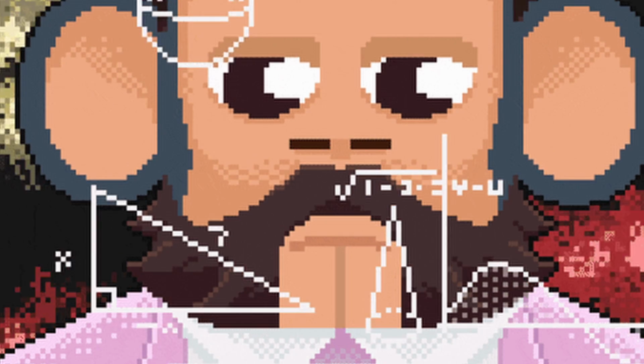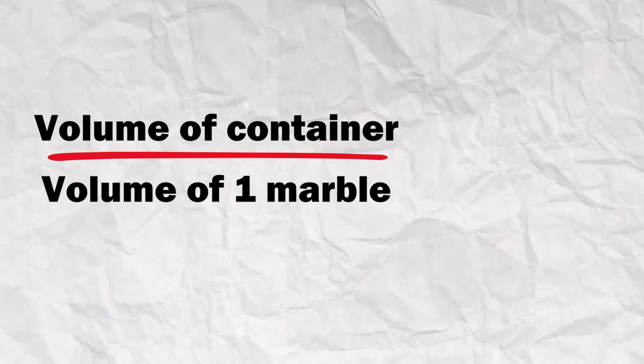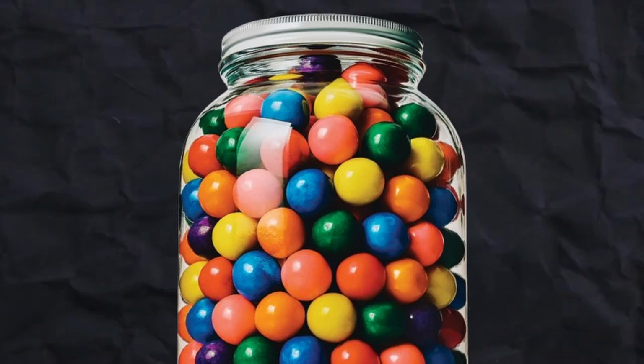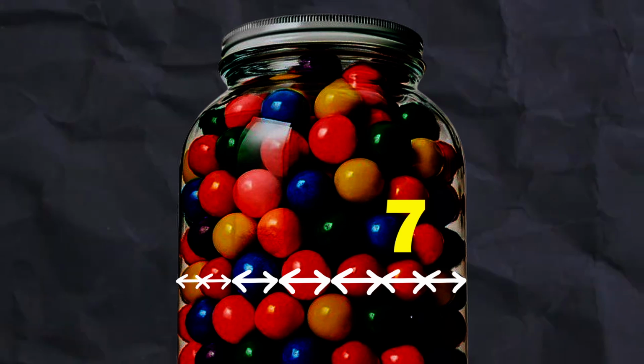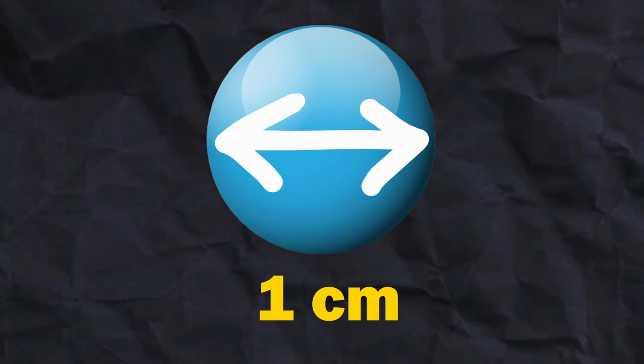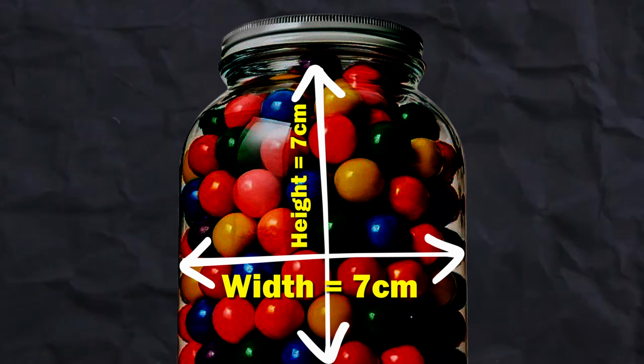So the formula goes like this: volume of the container divided by the volume of the marble times random packing density. How do we find these values? Well, it's simple. Volume of the container. See how many marbles fit across the jar, both horizontally and vertically. Just count them. If the marble is around 1 cm, the jar is n cm wide and n cm tall.